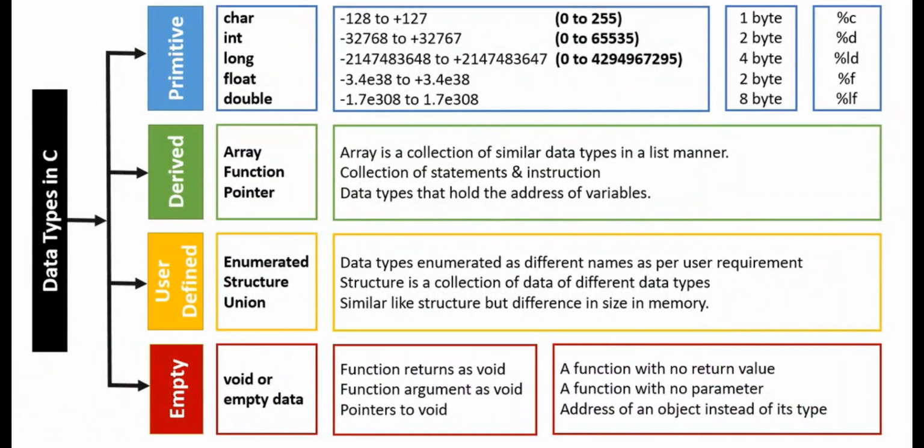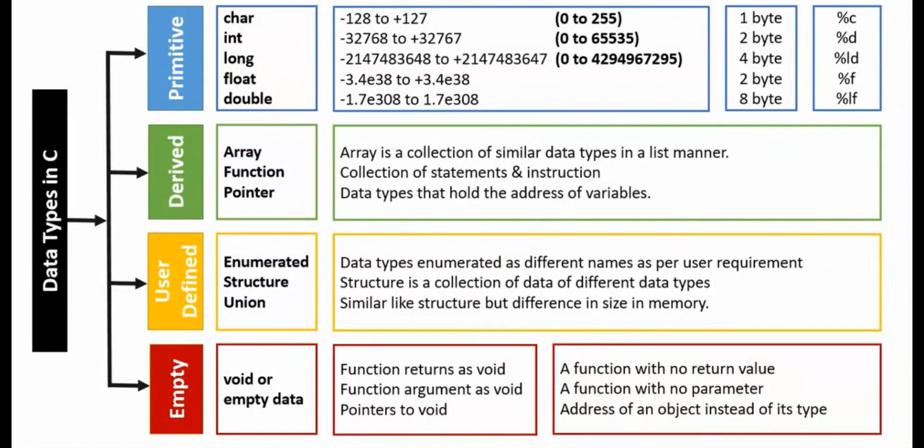Now void can be used within function and pointers. Now this data type doesn't hold any value. So if I talk about function returns as void, that means a function with no return value. If I talk about function argument as void, then a function with no parameter. And if it is pointers to void, then address of an object is considered instead of its data type.